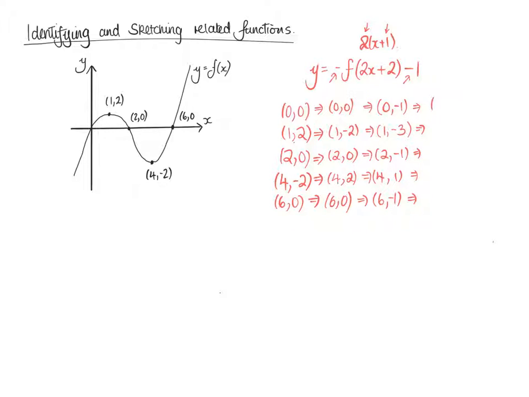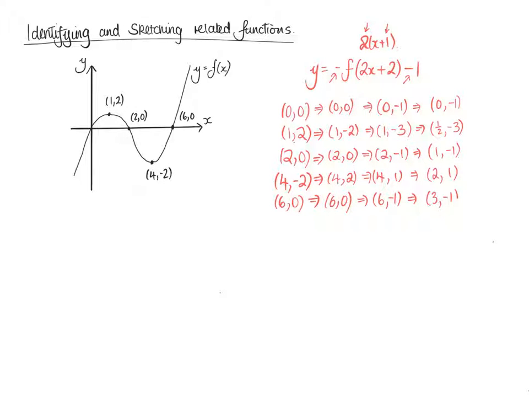if we compress it by half, our x coordinates become half as big. So our 0 just stays at 0, and when we get minus 1, our 1 will become a half, and then we've got minus 3. Our 2 will become 1 when we half it, and then we've got our minus 1. Our 4 will become 2 when we half it, and our 6 will become 3 when we half it.